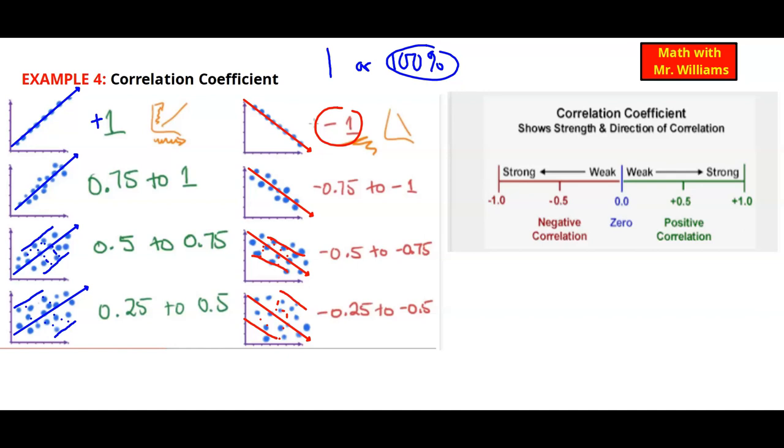The numbers decrease and they work their way back to this 0. And what a 0 is, it's basically no correlation whatsoever. The dots are everywhere. There's no linear relationship. There's no relationship at all. There's no way to draw a line either going negative or positive.